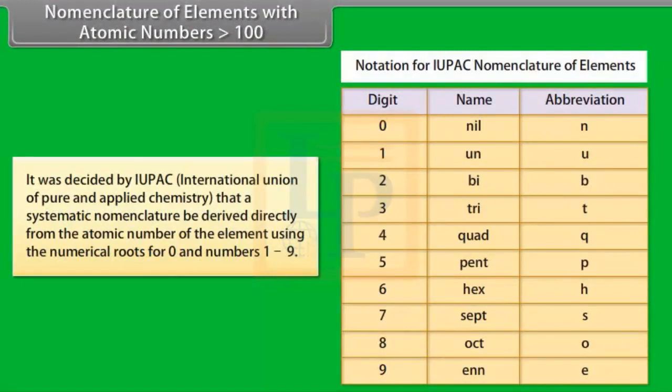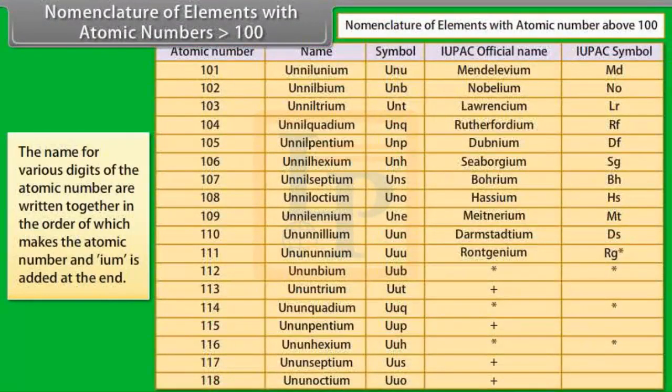Nomenclature of elements with atomic numbers greater than 100. It was decided by IUPAC, International Union of Pure and Applied Chemistry, that a systematic nomenclature be derived directly from the atomic number of the element using the numerical roots for 0 and numbers 1 to 9. The names for various digits of the atomic number are written together in the order which makes the atomic number, and -ium is added at the end.